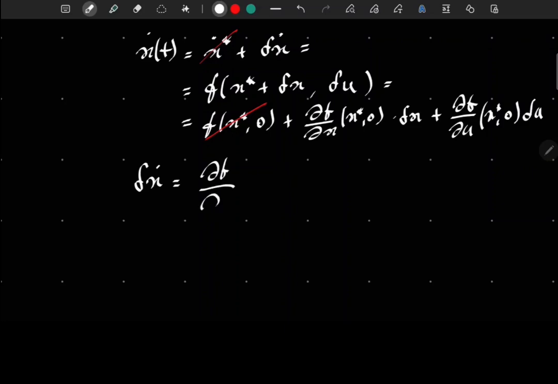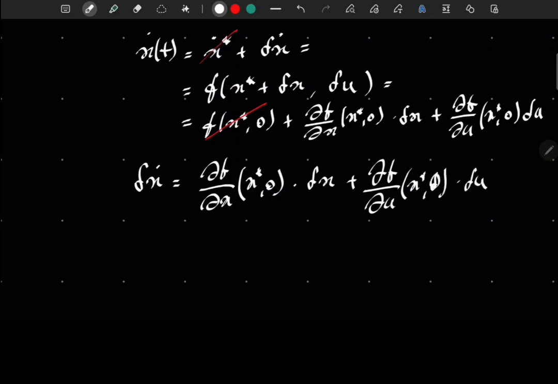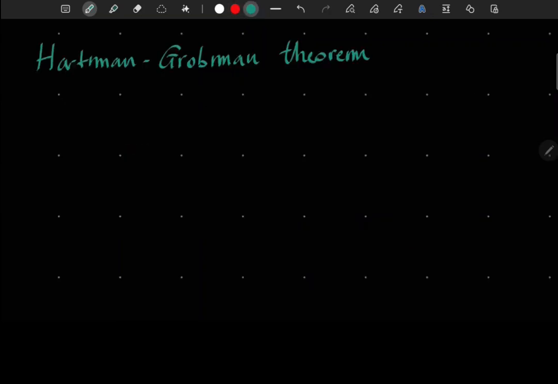What we are left with is the system delta x dot equals df over dx at the equilibrium point times delta x plus df over du at the equilibrium point times delta u. And this is just a linear system. Moreover, we have a very interesting result, which is the Hartman-Grobman theorem, which we won't state in a formally correct way, but we'll just give the general idea, which states the following.